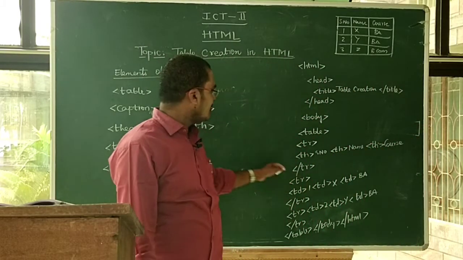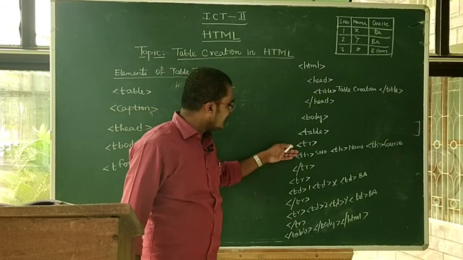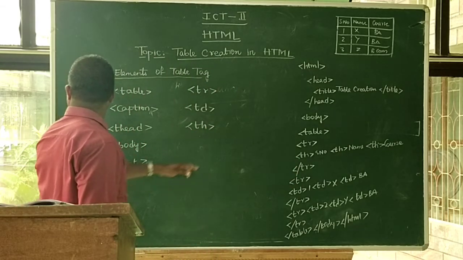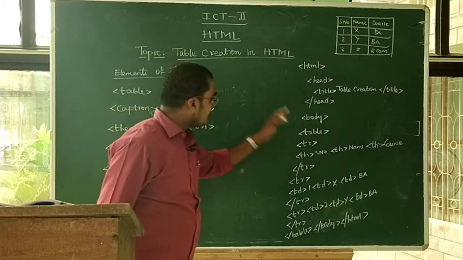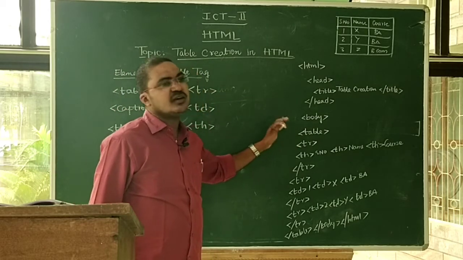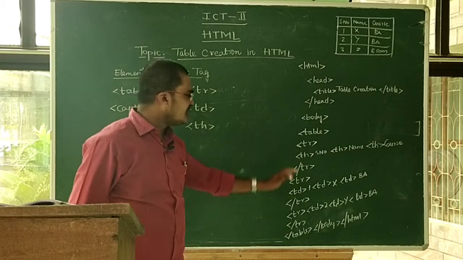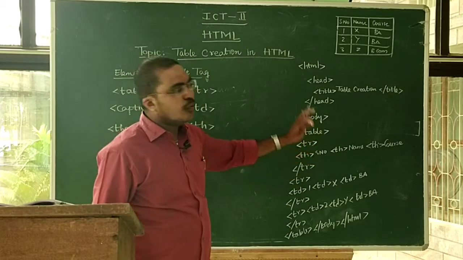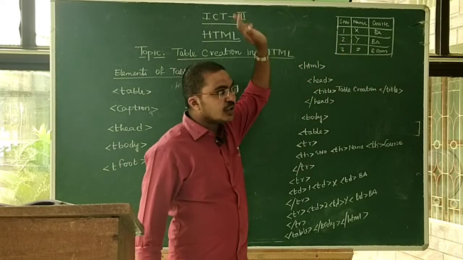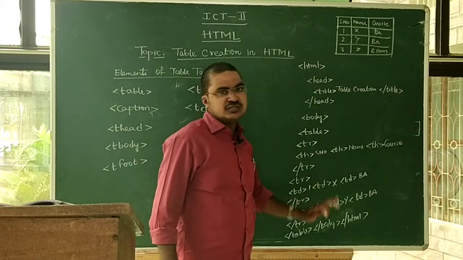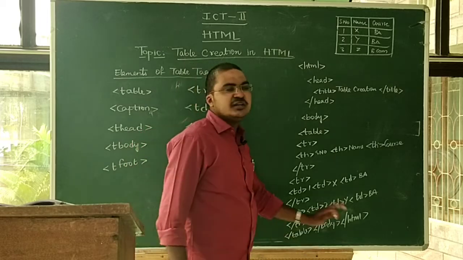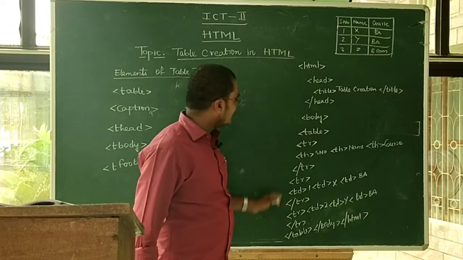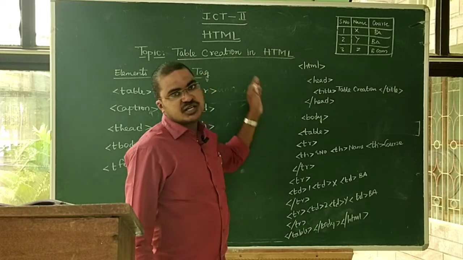Okay, do you understand the importance of TR, TH, TD? All the elements are not used very frequently, but these particular tags are used very frequently, that is TR, TH, TD. TH is used only one time, at the top of the table, and the remaining time we don't use it. That's why these are the most important tags for the creation of a table in HTML.